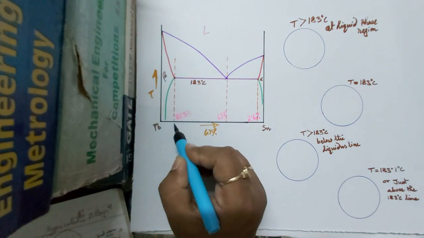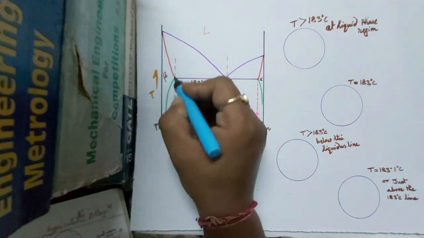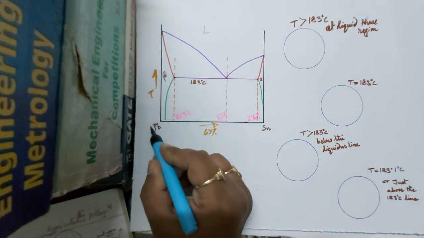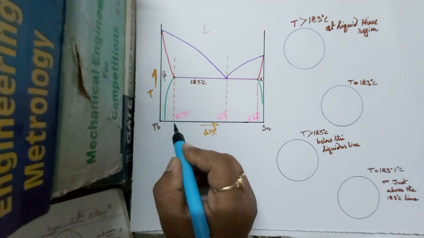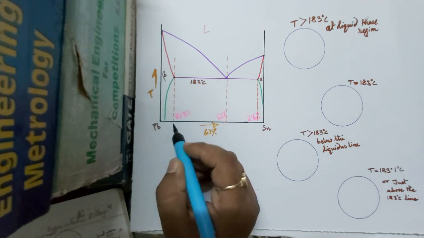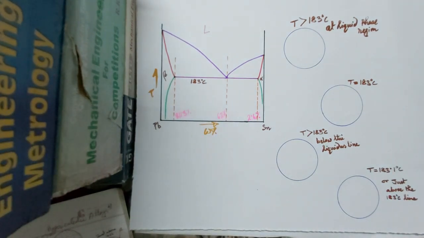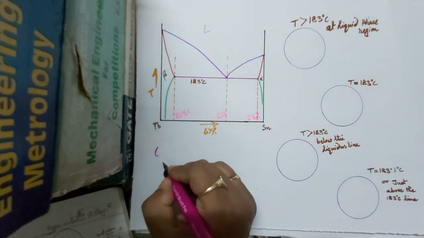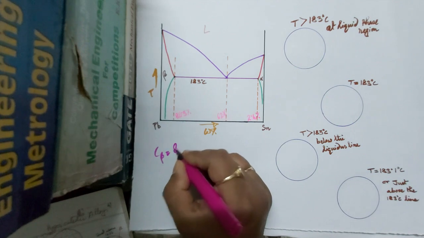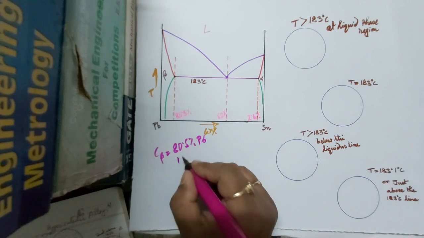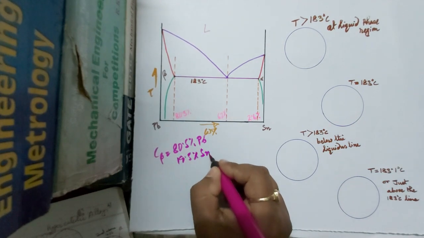Here we can see the composition of this point is 80.5% of lead and the remaining 19.5% is Sn. So C beta consists of 80.5% of Pb and 19.5% of Sn.